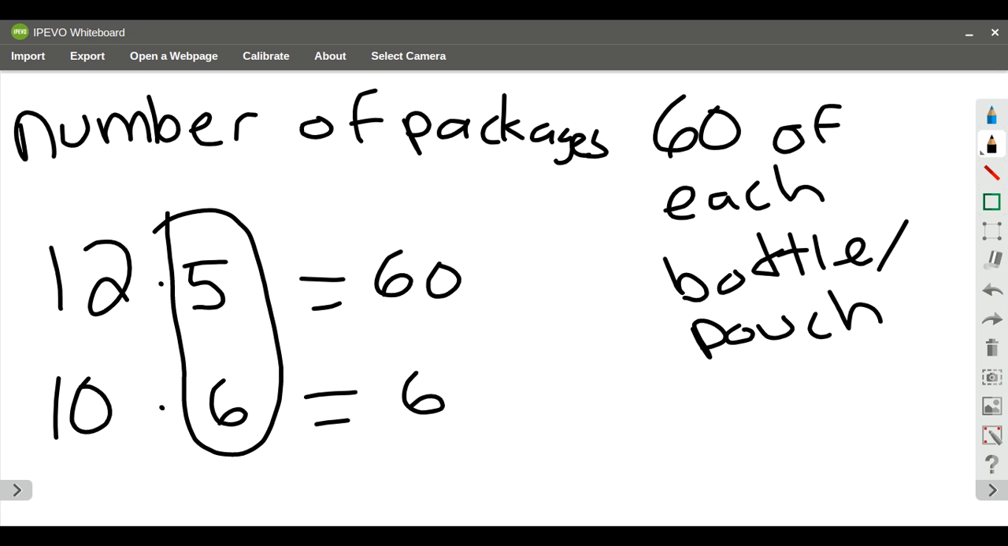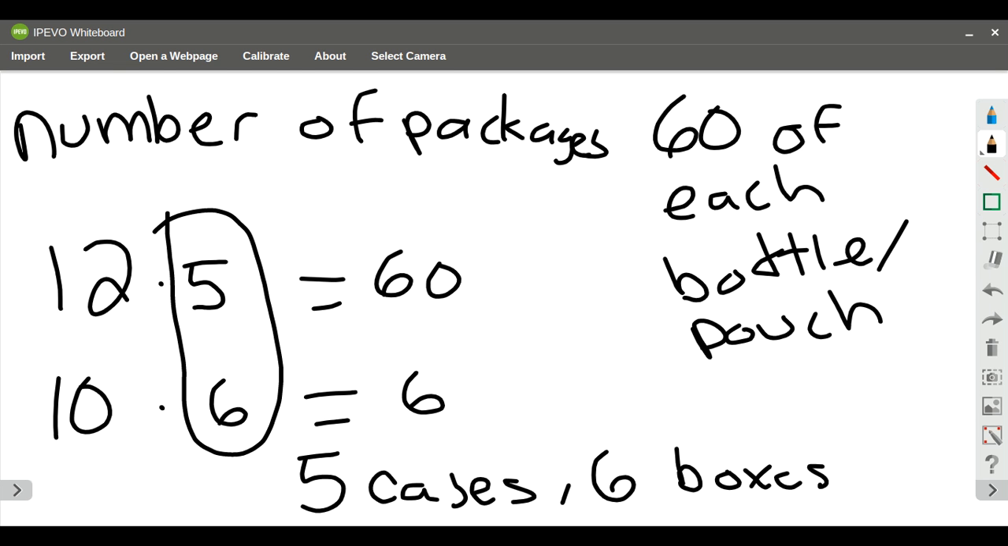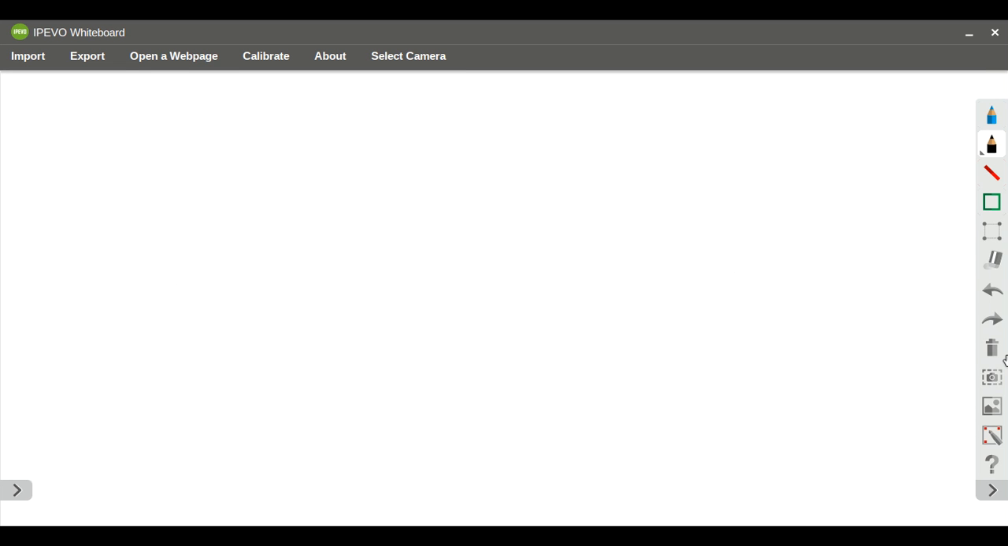So for water, he needs to buy 5 cases of water, and then he needs to buy 6 boxes of juice. So my answer here is not 60. I don't need to buy 60 cases of water and 60 cases of juice. I need to buy 6 boxes of juice because when I do 10 times 6, that gets me to 60. And then when I do 5 cases of water, 5 times 12 gets me to 60. So it's 5 cases of water, 6 boxes of juice.